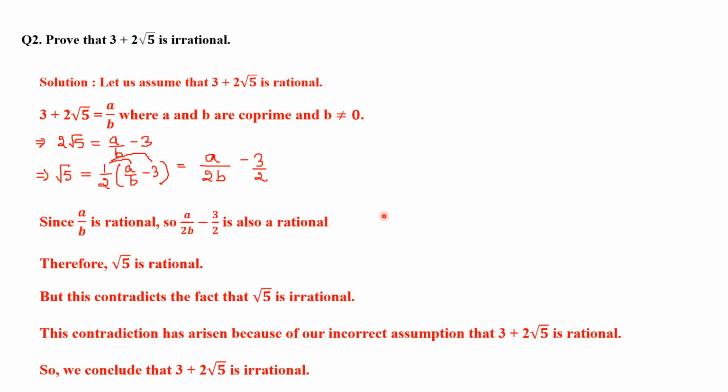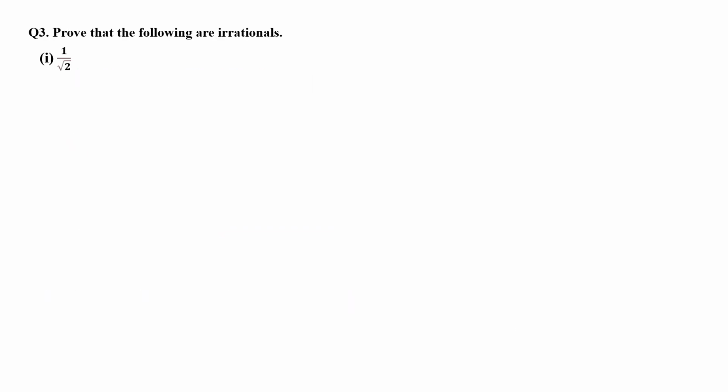And some basic concepts like what is a rational number, what is an irrational number, what is a prime number, what is a co-prime number, what is a composite number, isn't it? So in chapter 1, you just have to remember these things only. Now moving to the next question. Question 3, first one. Prove that the following are irrationals.